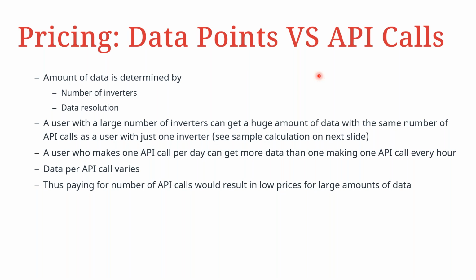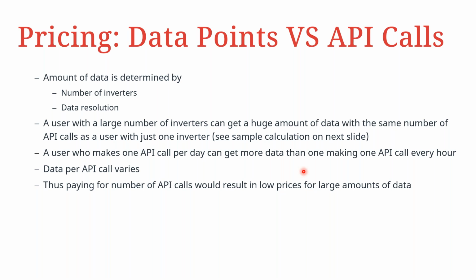Again, touching on the pricing, the data points versus the API call. The amount of data is determined by the number of inverters, for example, as well as the data resolution. A user with a large number of inverters can get a huge amount of data with the same number of API calls as a user with just one inverter. You will then see the calculation on the next slide.